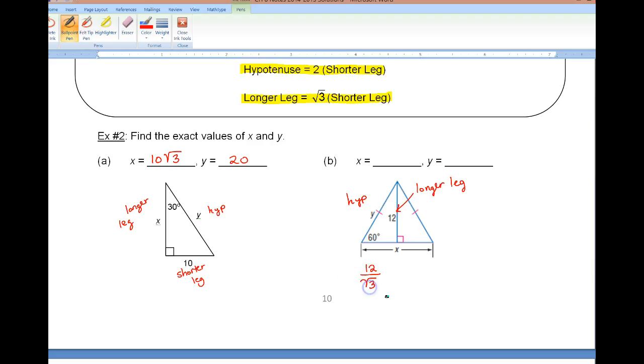Okay, so if I take 12 divided by square root of 3, that's going to give... Remember, the longer leg is equal to square root of 3 times the shorter. So if I divide by square root of 3 on both sides, I'll get the shorter leg.